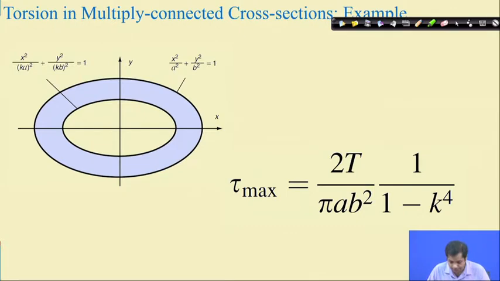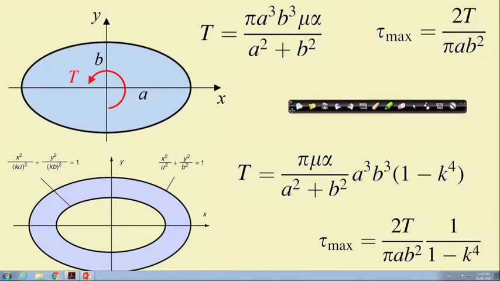It will be maximum at the outer surface, and this is the maximum value. Now, this is the expression for this problem. Let us compare this with the results for a solid cross section, the solid shaft. This is the result for the hollow shaft that we have just seen. If you substitute k equal to 0, in this case we get this value. So, it is very similar to the solid solution, but with an additional term k, which defines the size of this hole.